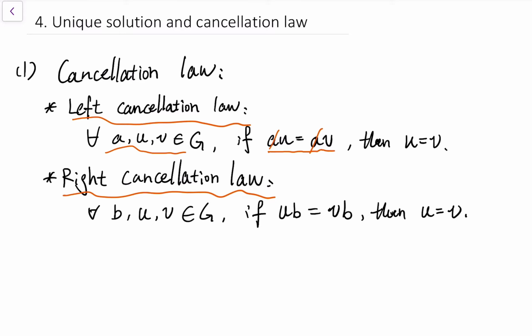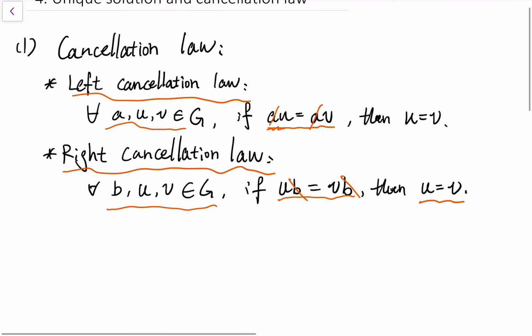Similarly, the right cancellation law is for another three elements in group G. If you have a relationship that U times B equals V times B, where B is on the right side of the multiplication operation, compared to the left cancellation law where A is on the left side, then we can cancel out the B on both sides, and we get U equals V as well. So those are the cancellation laws for a group.